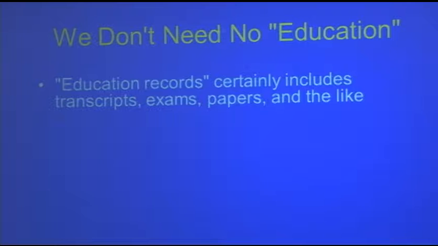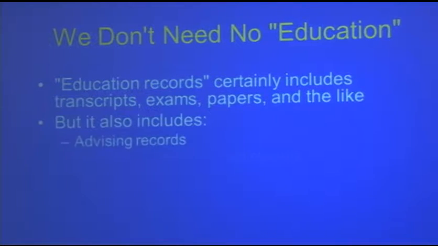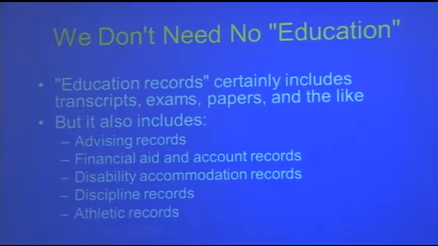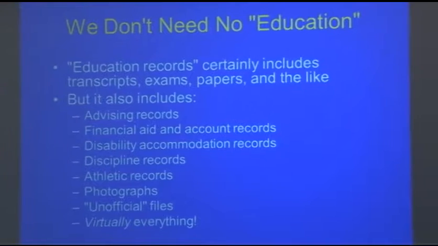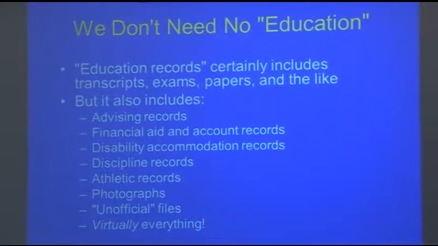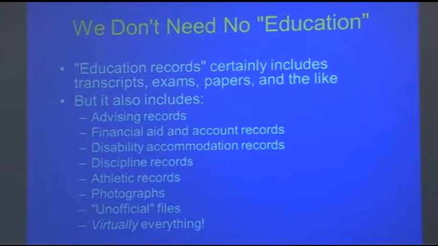Certainly, those kinds of records are covered: transcripts, exams, papers, and so forth. But so is everything else. Advising records, whether that's academic or other advising, financial aid records, the student's financial account, disability accommodation for those students who have them, disciplinary records for those students who have them. Your athletes, their athletic department records are education records. Photographs of your students. Many people don't think about that, but the photographs that you put in your catalogs and so forth, those are actually education records, and FERPA actually regulates whether you can do that or not.